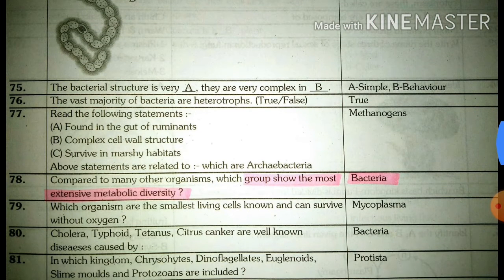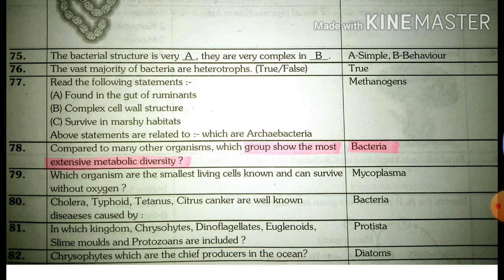Next, the bacterial structure is very simple, but they are very complex in behavior. The vast majority of bacteria are heterotrophs. True. Three statements are here: found in the gut of ruminants, complex cell wall structures, survive in marshy areas. These all belong to archaebacteria and the group is methanogens.